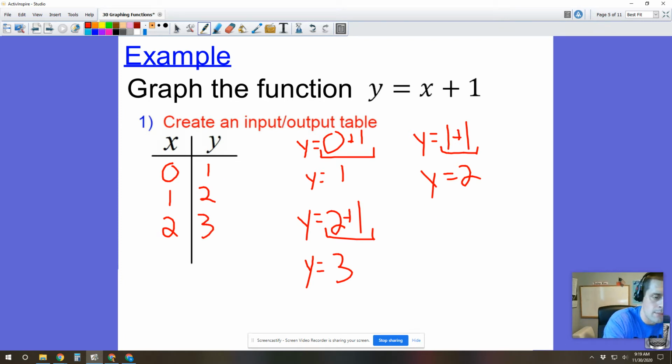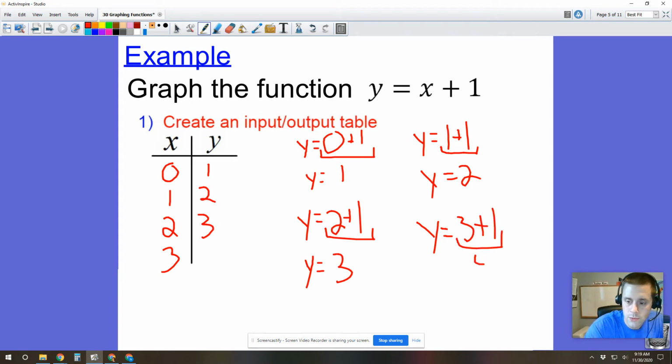And we need one more input value. I'm going to choose a 3. Plugging that into x, y equals 3 plus 1. 3 plus 1 is 4. So when x equals 3, y will equal 4. So step 1, completing an input-output or a function table.